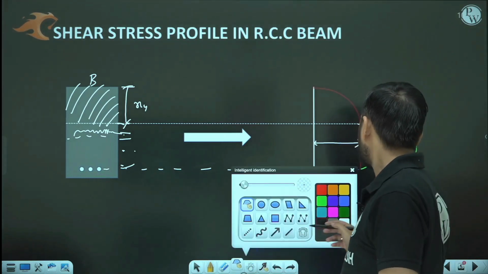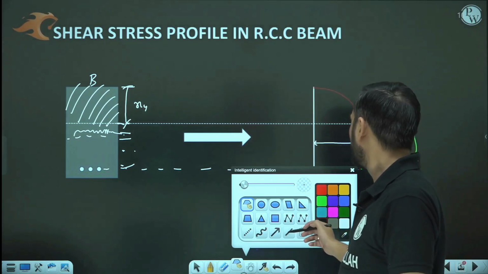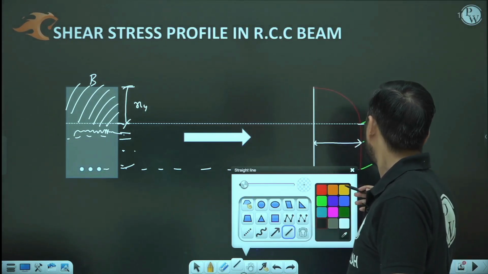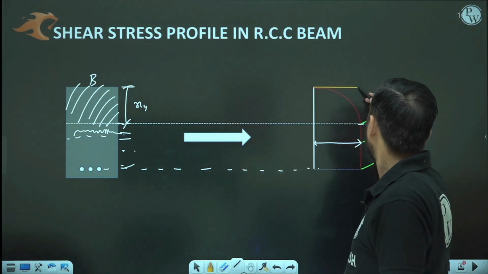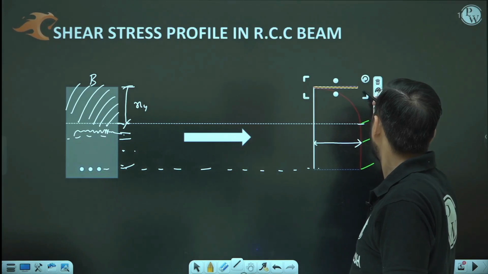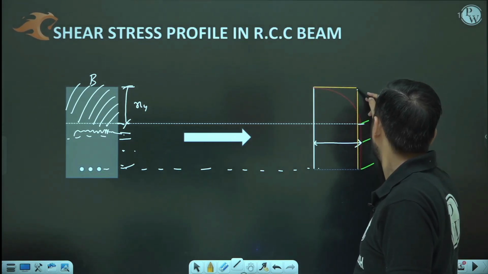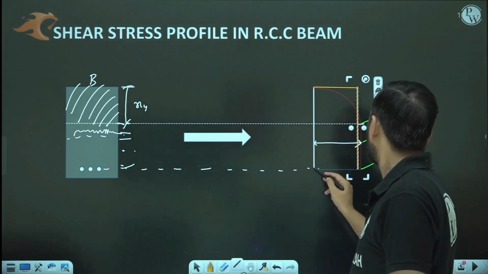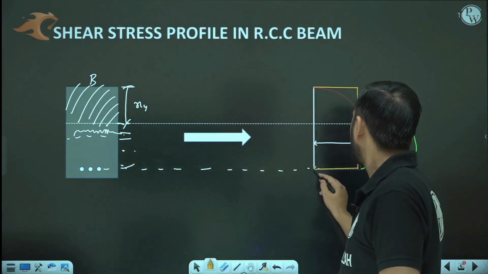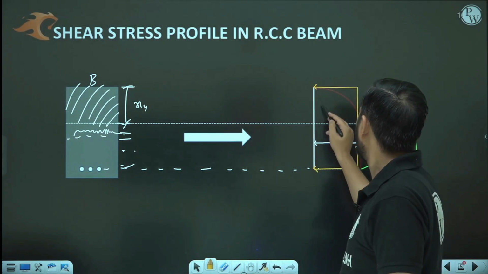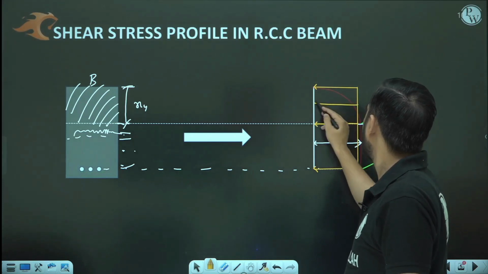And that constant shear stress is also known as average shear stress, or it is also known as nominal shear stress. The one which I have drawn with yellow color is known as nominal shear stress or average shear stress.